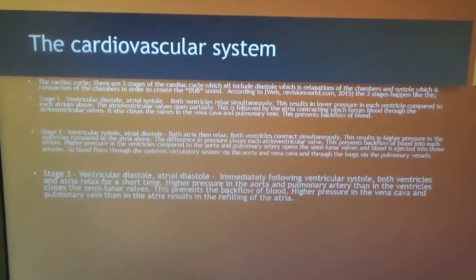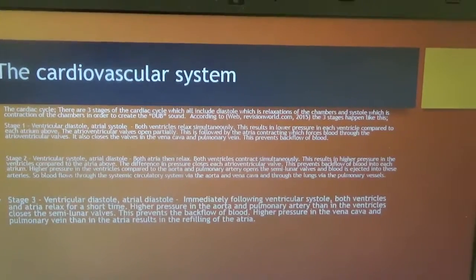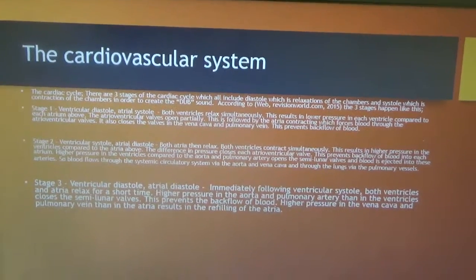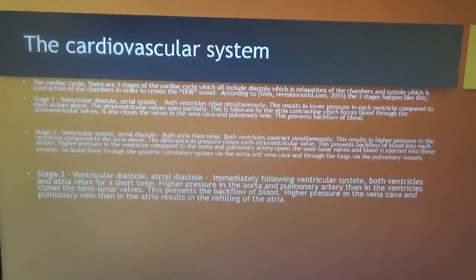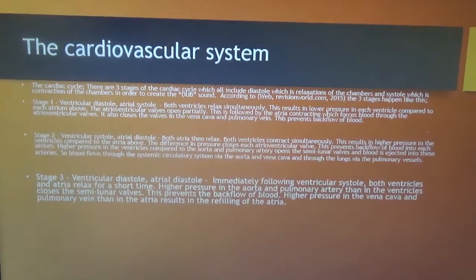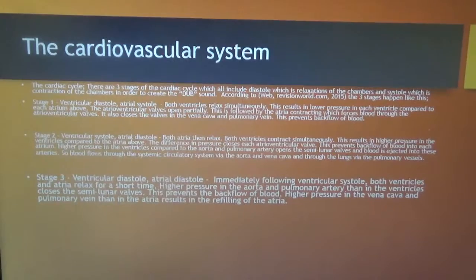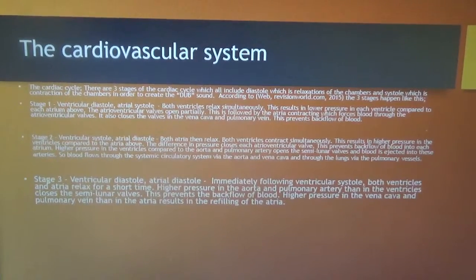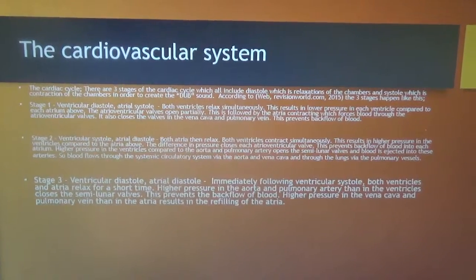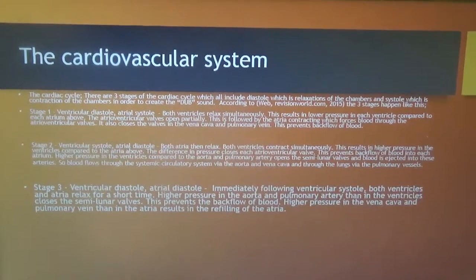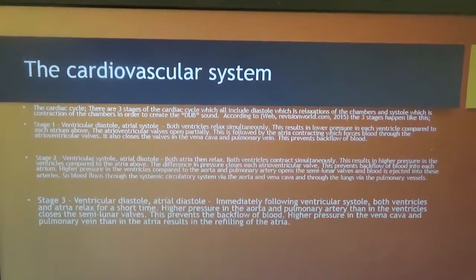Stage 1 is ventricular diastole and atrial systole. Both ventricles relax simultaneously. This results in lower pressure in each ventricle compared to each atrium above. The atrioventricular valves open partially. This is followed by the atria contracting, which forces the blood through the atrioventricular valves. It also closes the valves in the vena cava and pulmonary vein. This also prevents a backflow of blood.